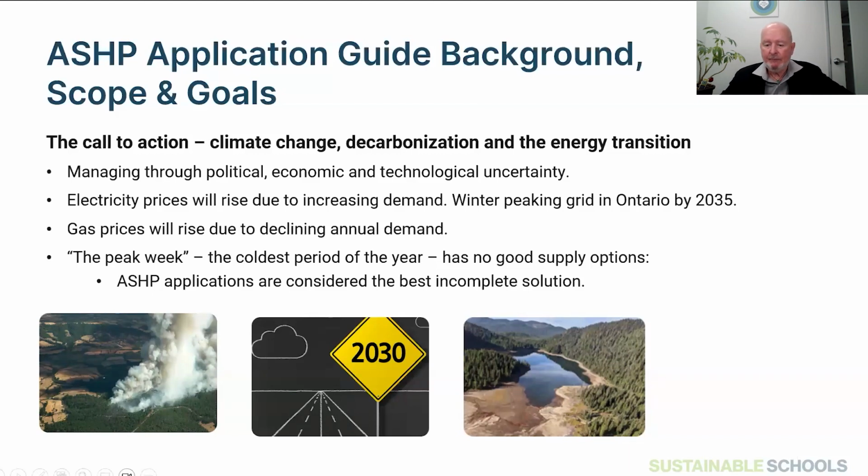What we do know is we're going to build a lot more electrical generation, transmission, and distribution capacity. That is going to be extremely expensive, and electricity prices will go up. We know that the electric grid will be winter peaking by 10 years from now, so Ontario's electric grid will be winter peaking by 2035. Curiously, gas prices will rise because of declining annual demand. The gas infrastructure will stay in the ground.